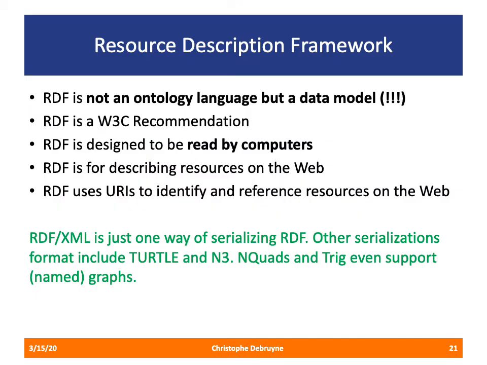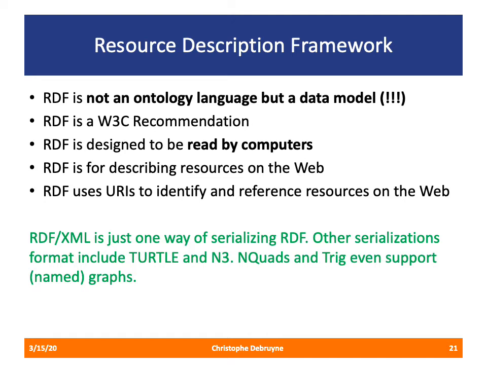So the Resource Description Framework, or RDF, is not an ontology language, but a data model, even though RDF provides you with constructs that make you think it's an ontology language. RDF is a W3C recommendation, which means it's a standard, and it was first published in 1999, so it's been around for a while. RDF is designed to be read by computers and not by people, and it is used to describe resources on the web. And in order to describe resources on the web, we need to identify and refer to those, and we do so by using URIs.